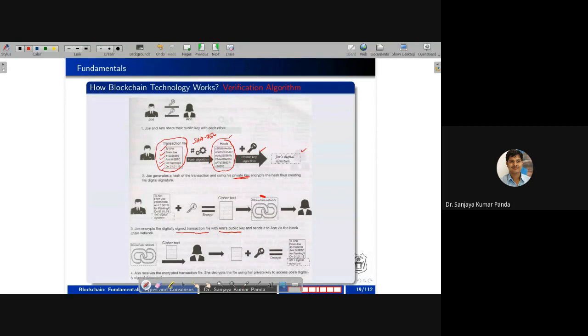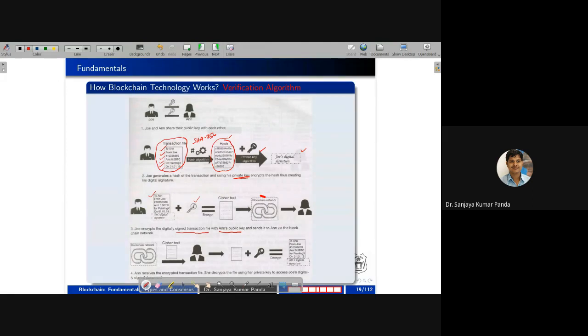You have the key, right? That is your private key. You generated the digital signature. The digital signature is associated with the transaction file, and using the receiver's public key, you have made the encryption, which is converted into the ciphertext. Then you have sent it to the blockchain network.